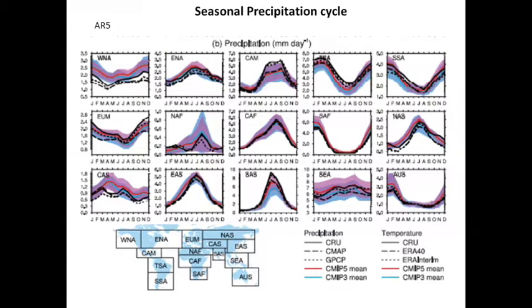And now we have the seasonal precipitation cycle. This map is also in the assessment report.